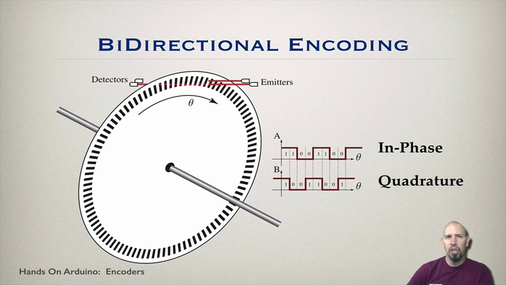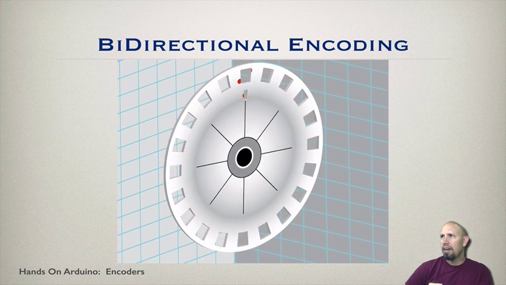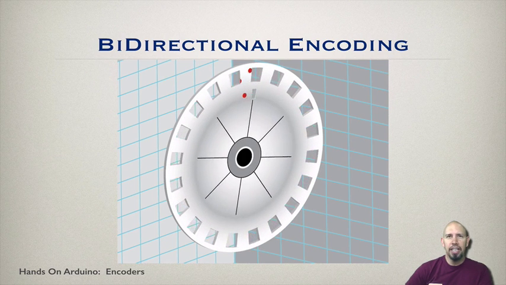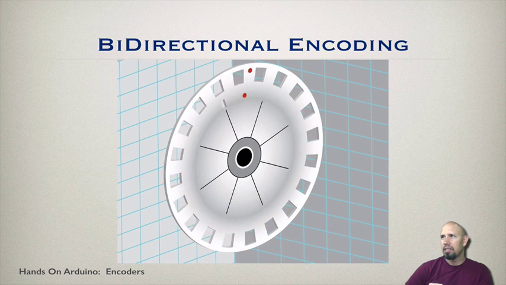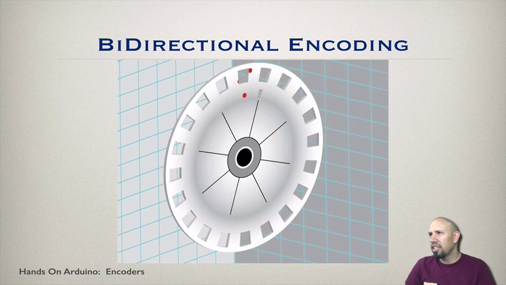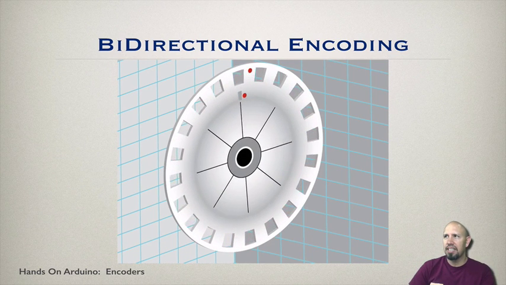Well, first let's take a look at a little video that illustrates this encoding. Here I'm not showing the emitter or the detector. What I'm showing is the beam. You can see that when the beam lines up with a hole, it goes through it, and otherwise it's blocked by the disk.